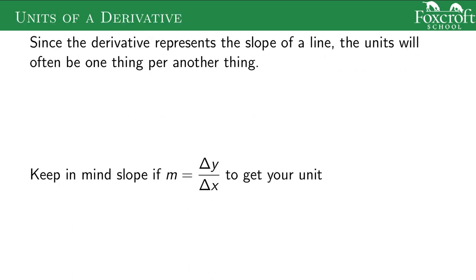All right, since the derivative represents the slope of a line, the units will often be one thing per another thing. Per is just the word we use for division. And keep in mind, the slope is the y values over the x values. So every unit for your outputs is going to go on top. A unit for your inputs is going to go on the bottom.